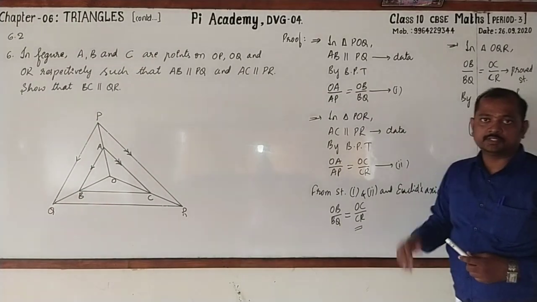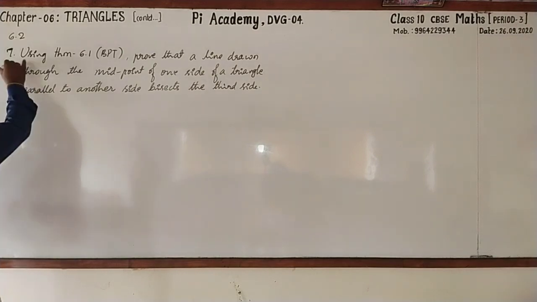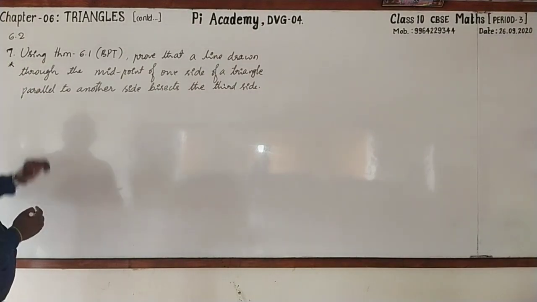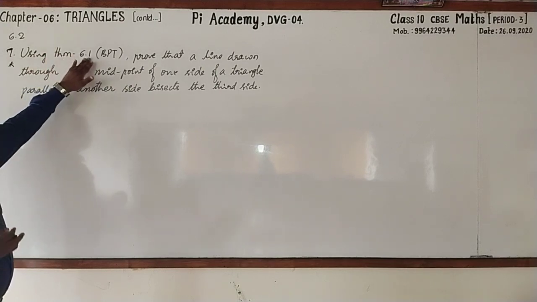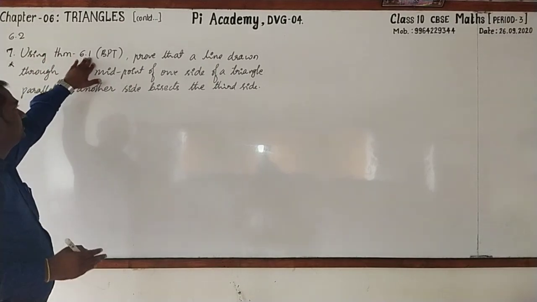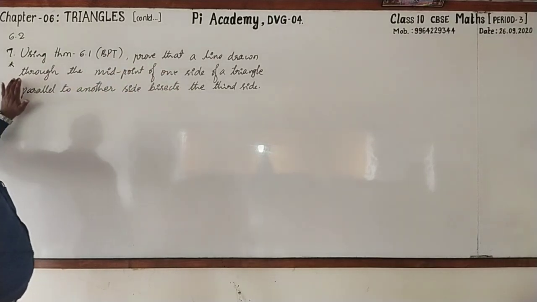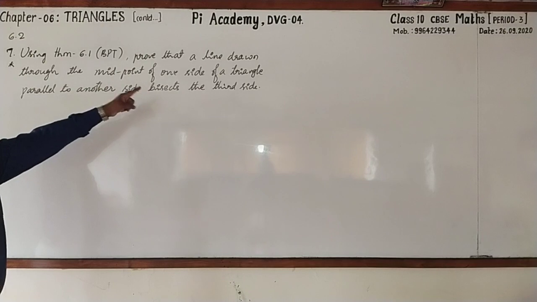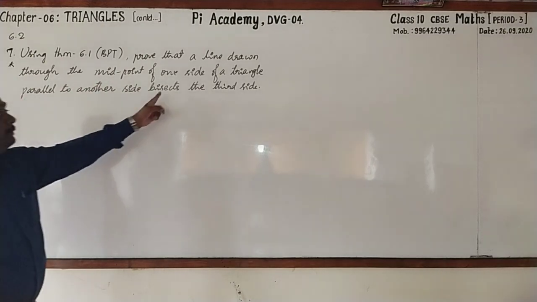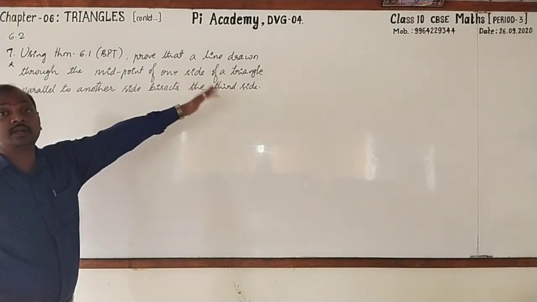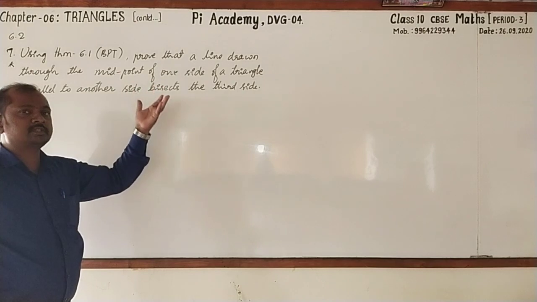Please copy this. Yes, students, please go through this 7th one, which is also an important one. Here it has been given like this: using theorem 6.1, nothing but Thales theorem, that is basic proportionality theorem, prove that a line drawn through the midpoint of one side of a triangle parallel to another side will bisect the third side.